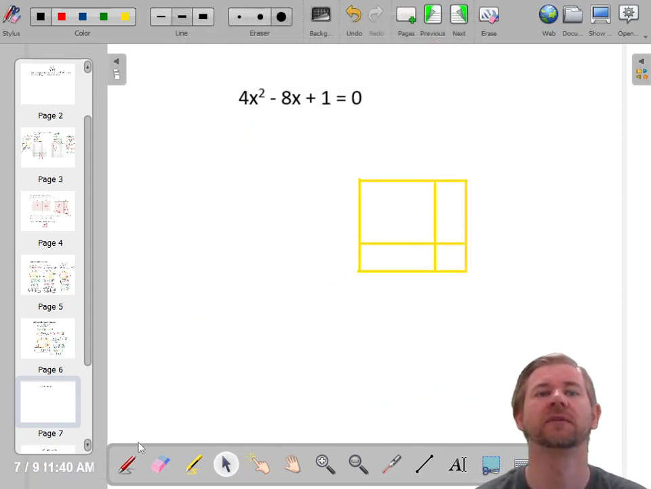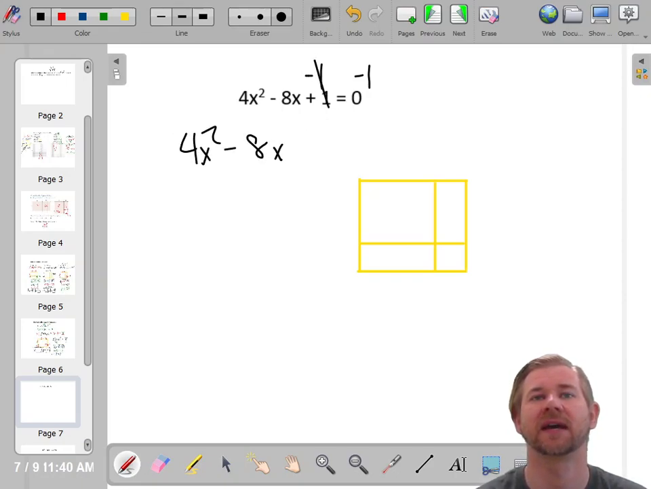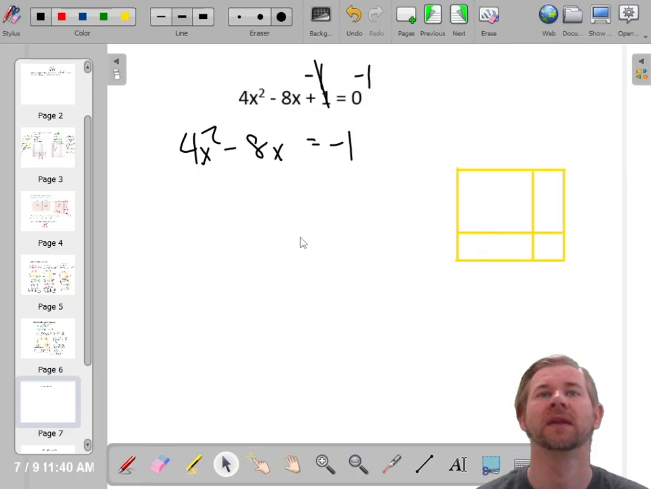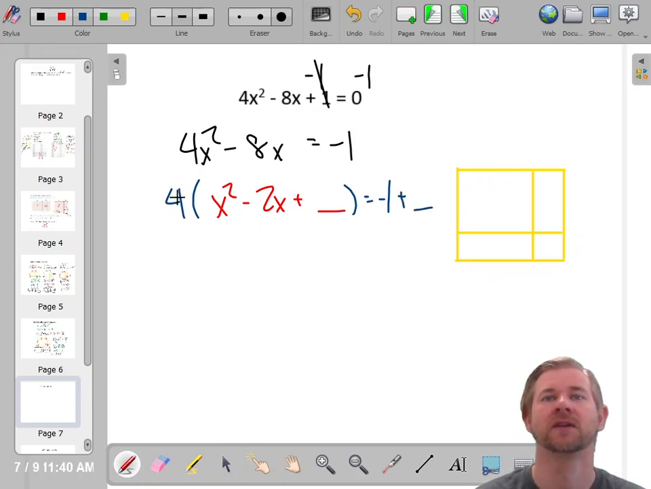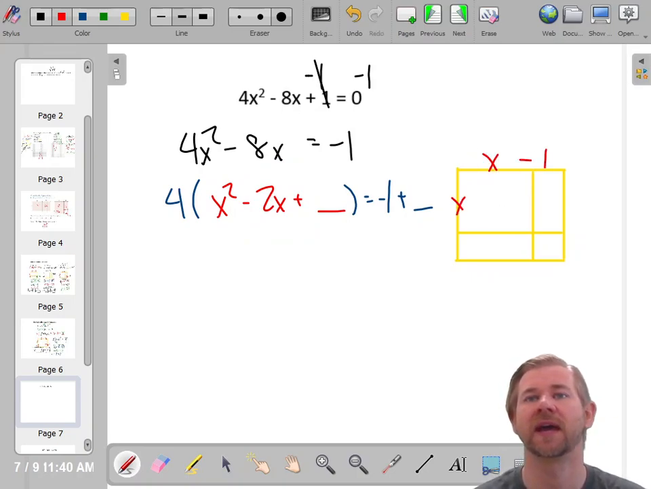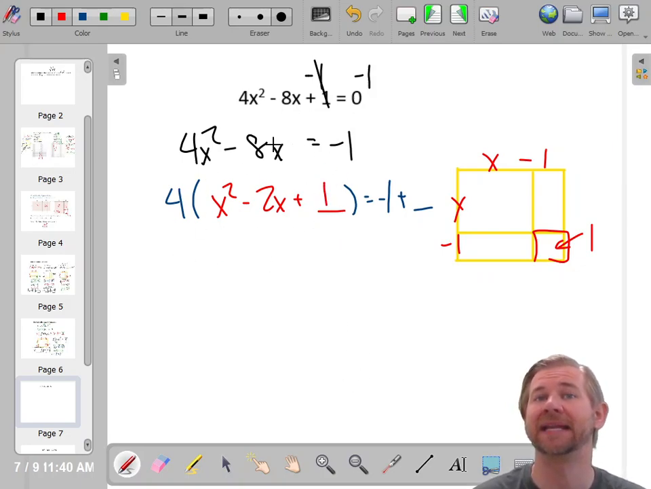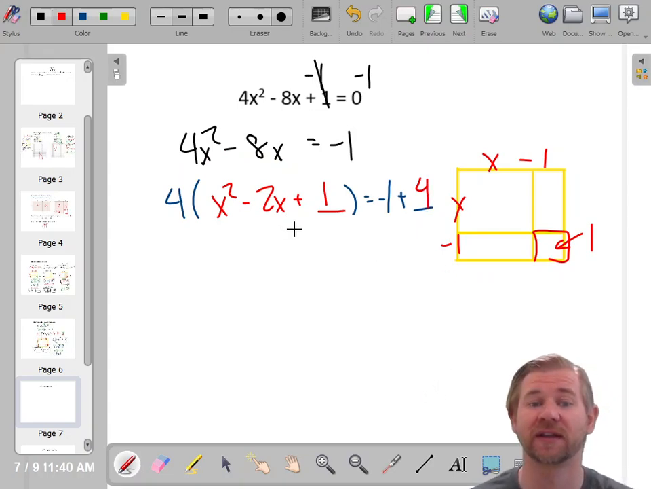All right, first thing I'll do, subtract 1. 4x squared minus 8x equals negative 1. Now I will factor out just the leading coefficient, the a value. Now I have x squared minus 2x, and I'll leave myself a blank. Negative 1 plus something. So if you are completing the square with what's in red here, you have x minus 1 and x minus 1. The corner would be 1. But it's 1 on this side. It's really, though, 4 times 1, which is 4. So you have to be very careful.